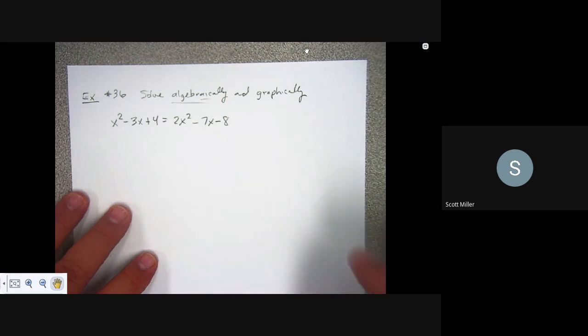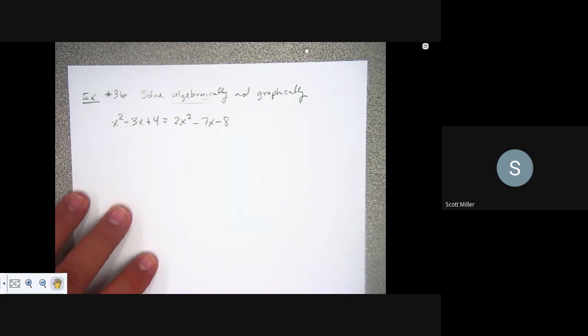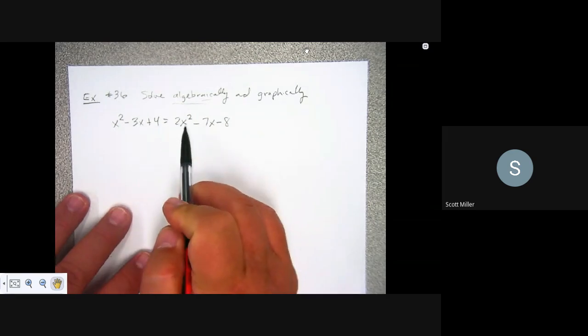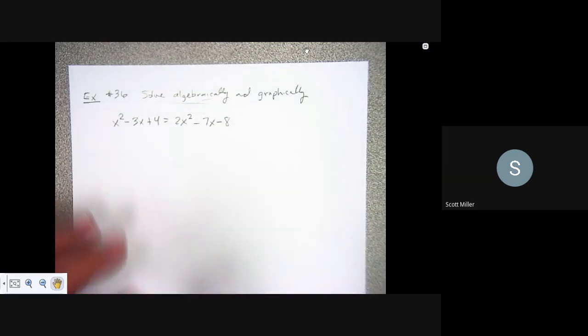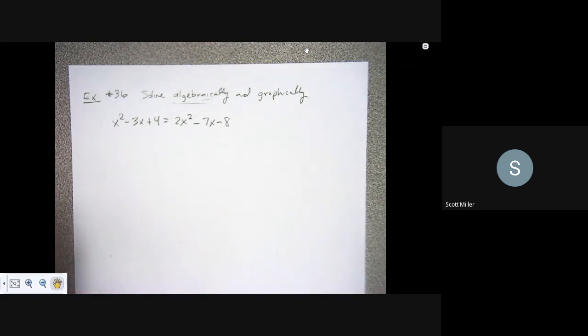How should I move it? Any way you want. Doesn't matter. I do recommend, because this is a squared and this is a 2x squared, that you move things so that the highest exponent term is positive. Doesn't mean you're wrong if you don't. It just means you're making more work for yourself.